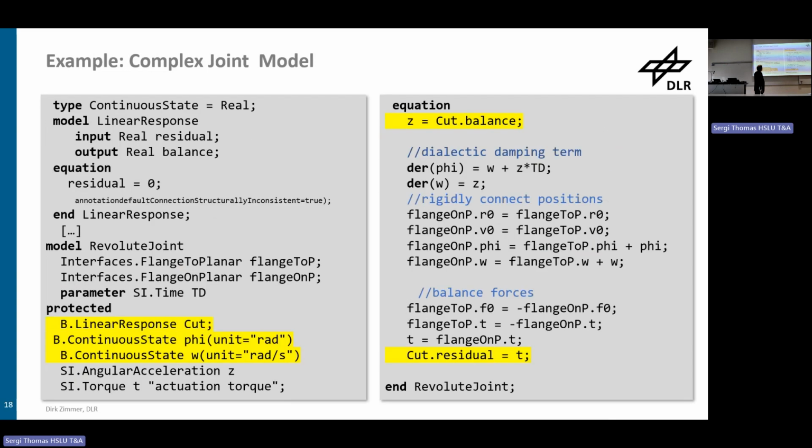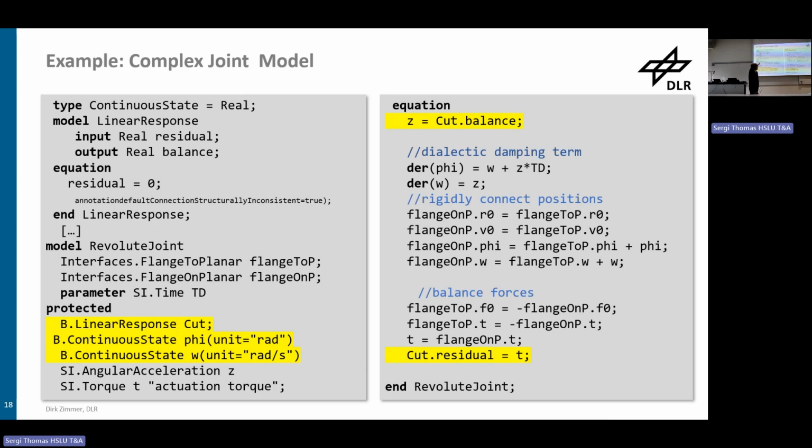And I show a bit more of a complicated example of the revolute joint that would be a degree of freedom. And what I need to introduce here now is we need to tear these linear equation systems. And I can introduce this in Modelica without any special language features by simply making such a model linear response with an input and an output. I could also call it a block.